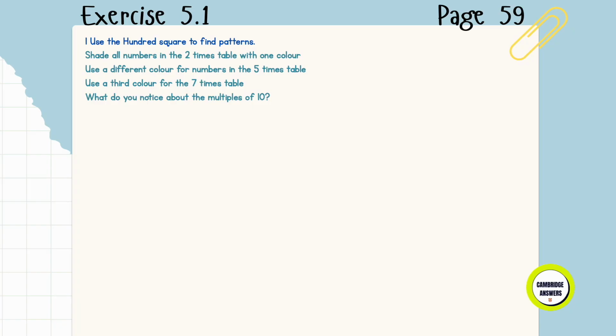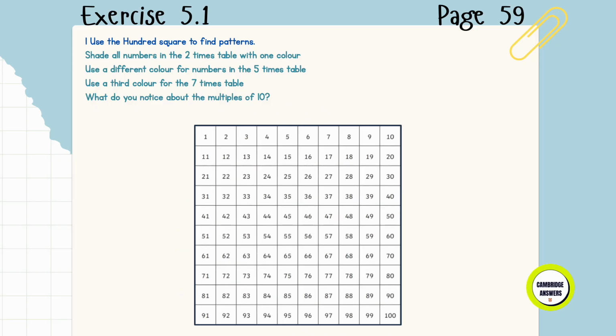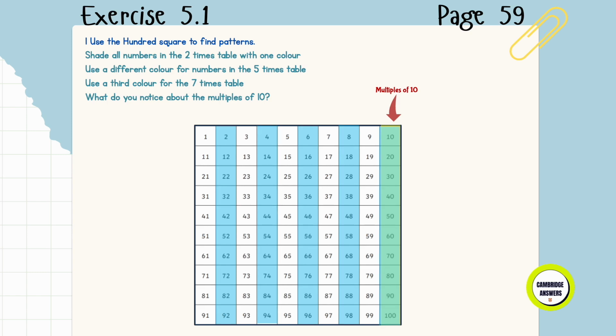Let's start with exercise 5.1. We've got a 100 square. Just look at all those numbers staring back at us, from 1 all the way to 100. Now, here's the challenge. We're going to hunt for patterns. Shade all the numbers in the 2 times table with one color. Maybe a cool blue? Then pick another color and shade the numbers in the 5 times table. Let's go with orange. And finally, use a third color for the 7 times table.